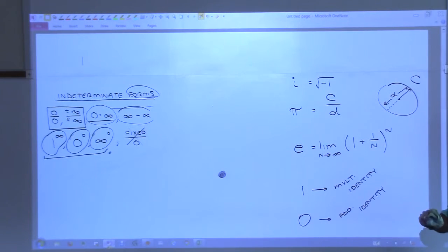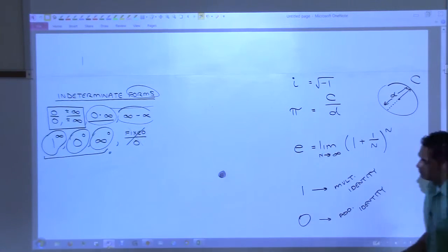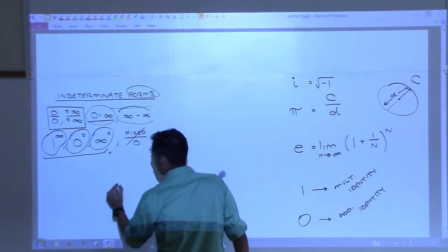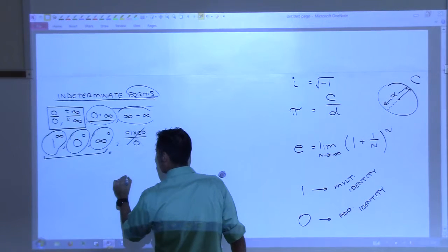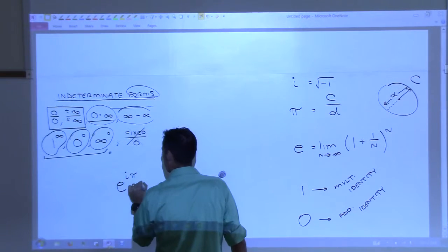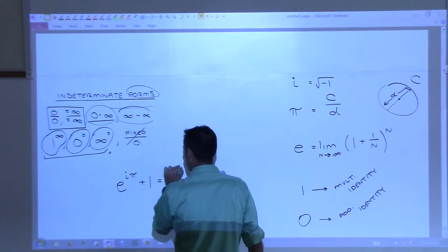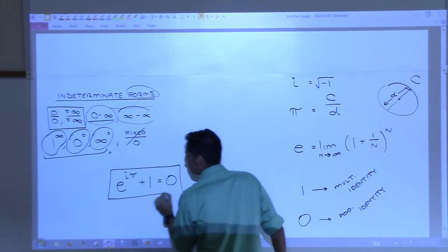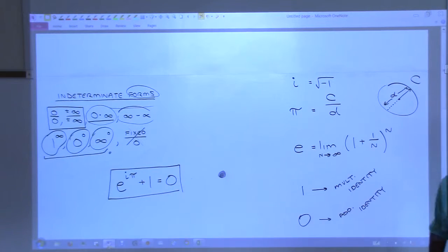So I'm now going to show you what is argued to be, not by me, but by a lot of people, to be the most beautiful equation in math. All right, here it is. e raised to the i pi plus 1 equals 0. That's argued to be the most beautiful equation in mathematics.